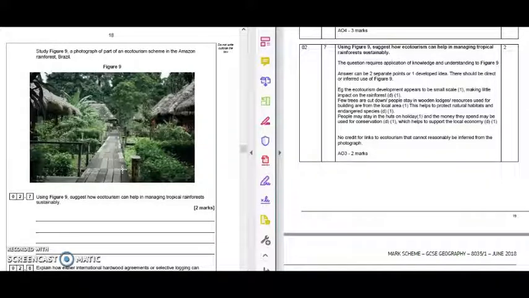What you can't say is things like people will be employed to take tourists on hikes, or people's food is collected locally, which will help the local area. Those statements are not wrong, but you can't see them from the picture. You've only got the huts, so you've got to link your answer into what you can see. So just be careful.